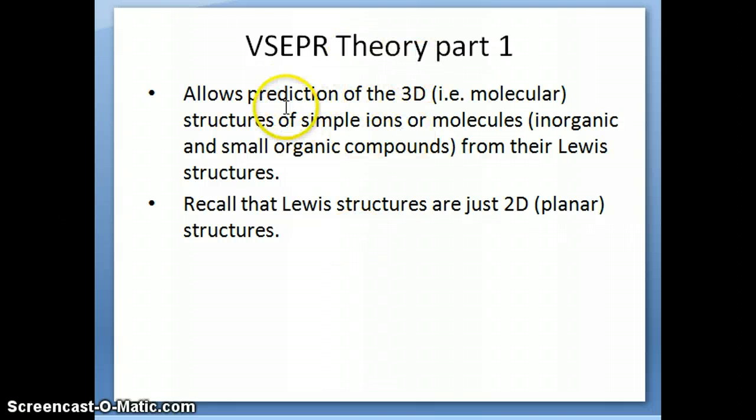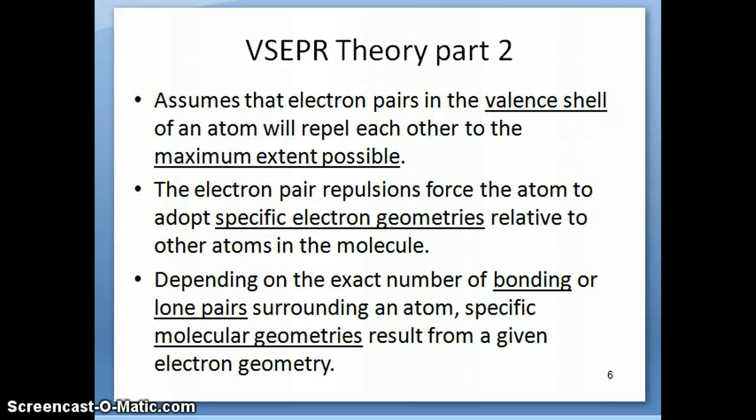But these VSEPR structures would have three-dimensionality to them. Okay, so what in essence is VSEPR theory? Well, basically it just says that we assume that electron pairs surrounding an atom in its valence shell, because the valence electrons are the ones used for bonding and interacting with other atoms, these electron pairs, because they all have negative charges, will repel each other to the maximum extent possible.